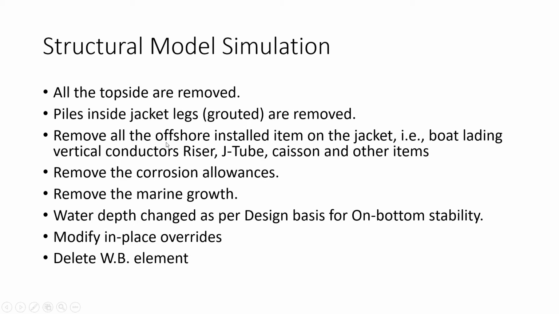Remove all the offshore install items on the jacket. If it is any offshore installation, you have to remove that. For example, the boat landing cannot be installed, it is not always installed along with the jacket. So you have to remove the boat landing, and the conductors, vertical conductor, risers, J tube, caisson, and other items which are going to be offshore installed.